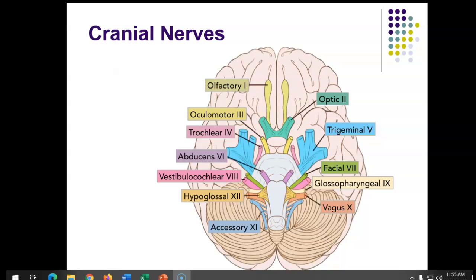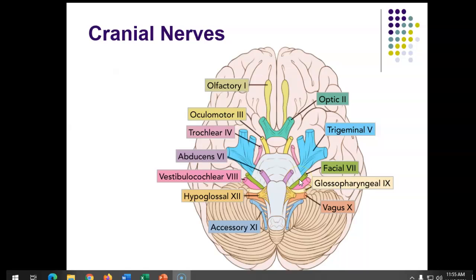Going to number 6, the abducens nerve, which is going to be right down here. This is going to control another muscle that's associated with eye movement, specifically the lateral rectus muscle, and this is going to allow your eyes to move outward, so like if you were looking to the side. Number 7 is the facial nerve.